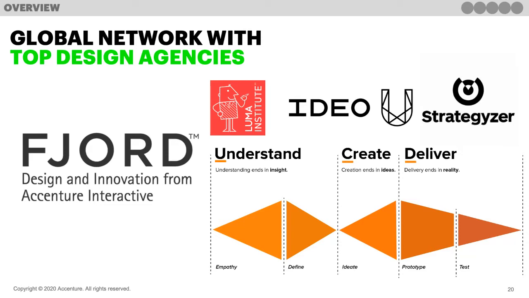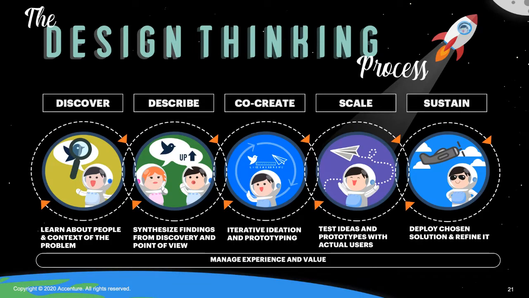On the other side, there are agencies like IDEO, Fjord, another Accenture company, Luma Institute, and Strategyzer. They also call this a double diamond approach. And in Accenture, we actually use a methodology where we discover. This is where you will know who you are trying to help, and what ecosystem they're part of. Once you synthesize all that information, you start to describe, you reframe your problem statement, which will become your design challenge. And then you will do co-creation, where you will start brainstorming, ideation, and prototyping, and then you scale it so you can test and get feedback from people until you can actually deploy it based on the chosen solution.